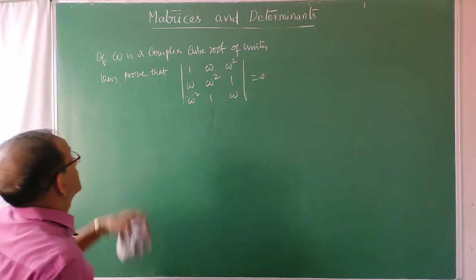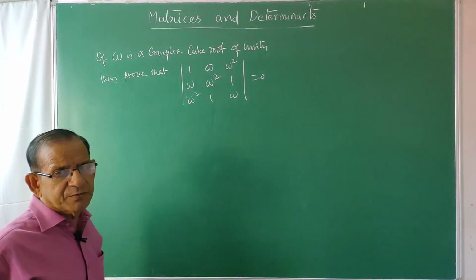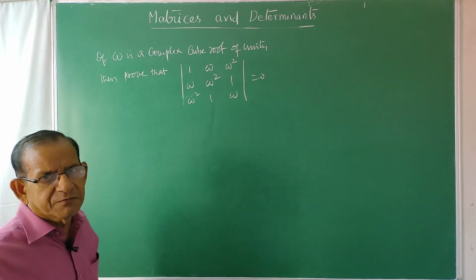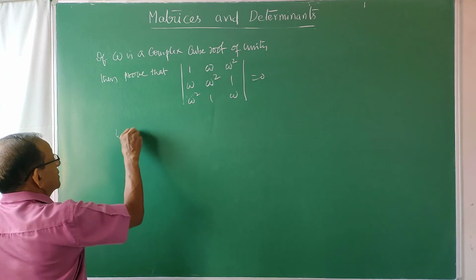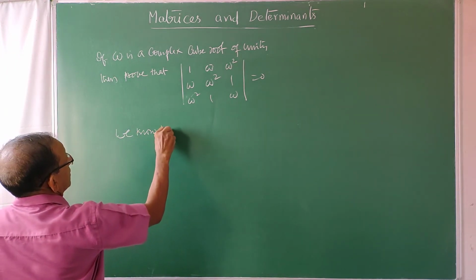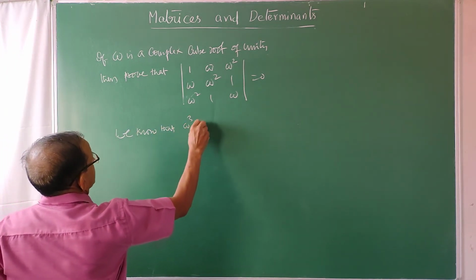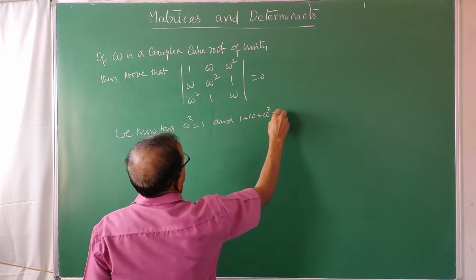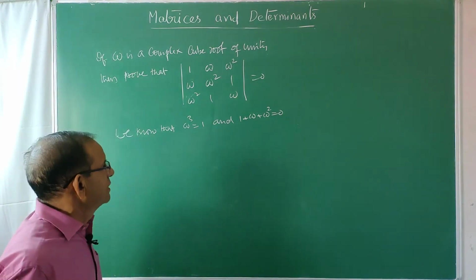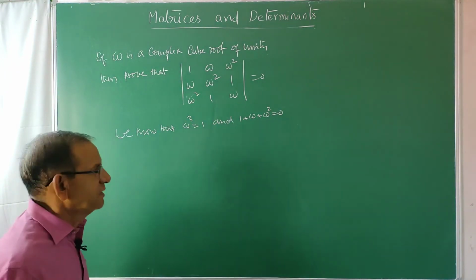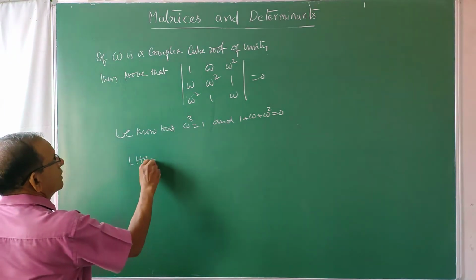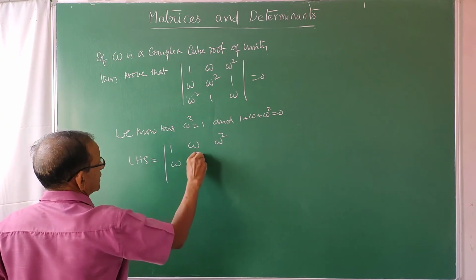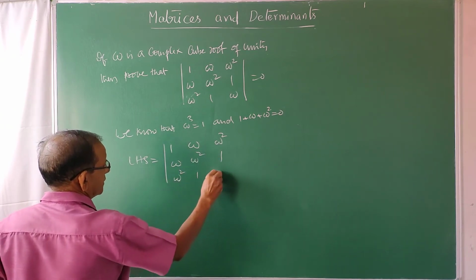Now in this sum, omega is a complex cube root of unity. Suppose if 1, omega, omega square are the cube roots of unity, we know that omega cube is equal to 1 and 1 plus omega plus omega square is equal to 0. Now let us use this property in this sum. Take LHS: 1, omega square, omega, omega square, 1, omega, omega, omega square, 1.